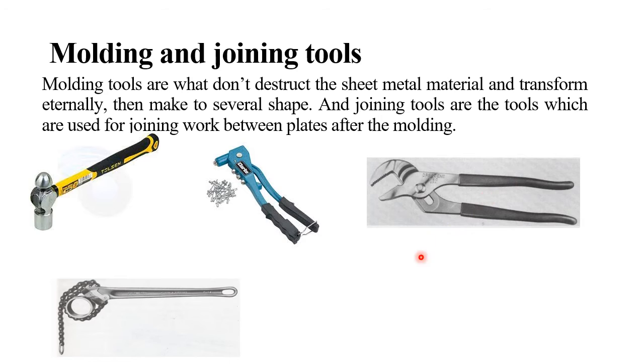Here we have a plier. This plier is called a groove plier. It is used when we need to fix or remove something, or when we need to hold something. We also have a wrench. This is a wrench of the chain type, called a chain wrench. This one is also used in fixing.